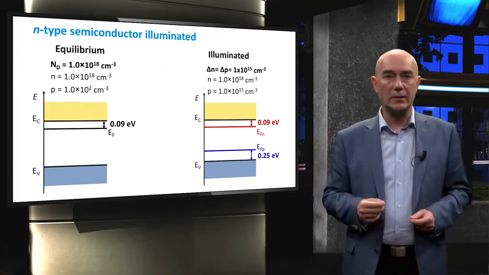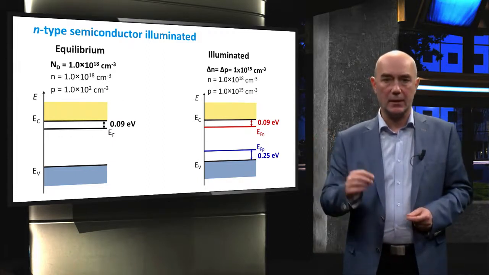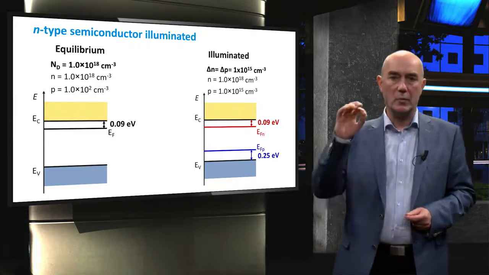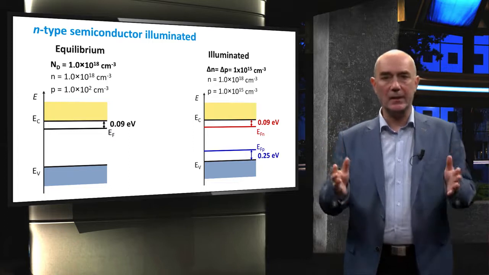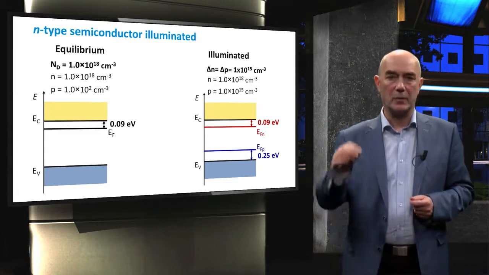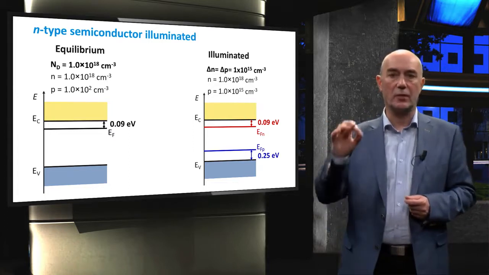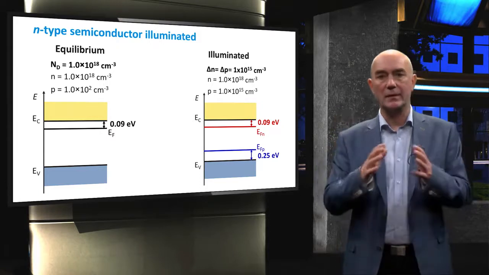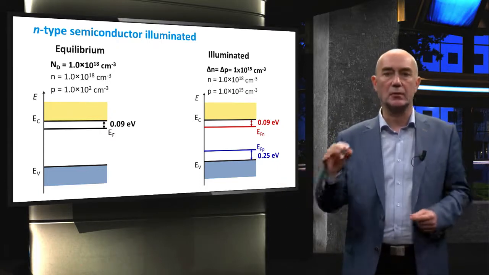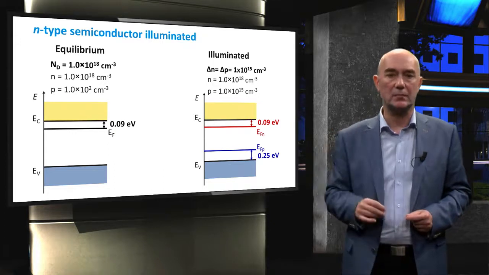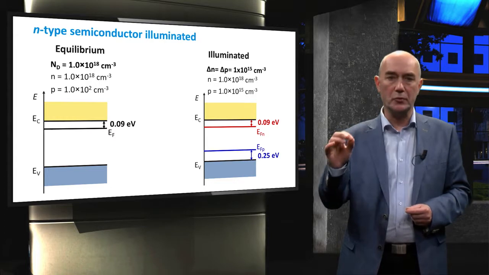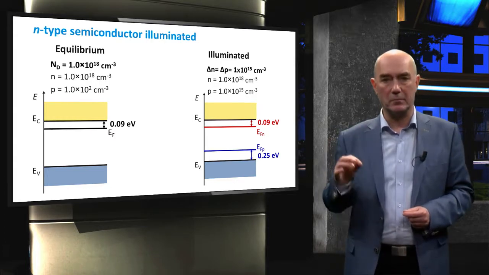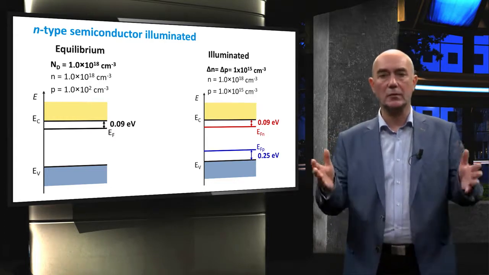What is important to take away from this example? The message is that when we have moderate to high doping and this level of illumination, the position of the quasi-Fermi level of the majority carriers does not change with respect to the position of the Fermi level at equilibrium. In addition, we have to introduce the quasi-Fermi level of the minority carriers into the band diagram.